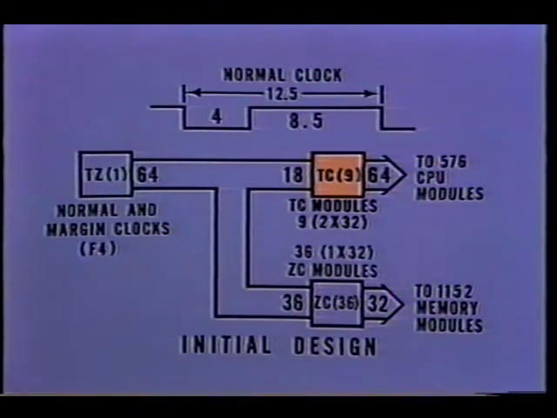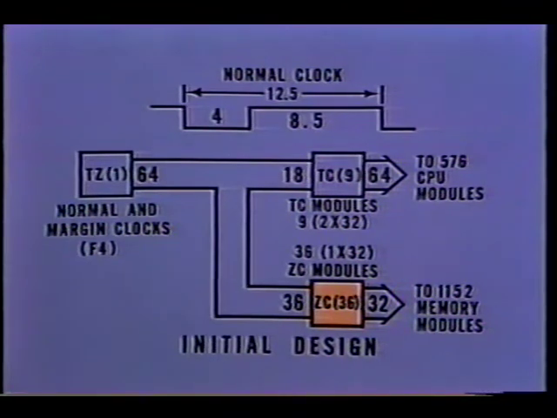The 9 TC modules fan out the master clock to the 4 CPU columns, or to a total of 576 modules. Each TC module receives 2 copies of the clock and provides 64 outputs. If we multiply the 9 TC modules times 64 copies each, we arrive at the required figure of 576.